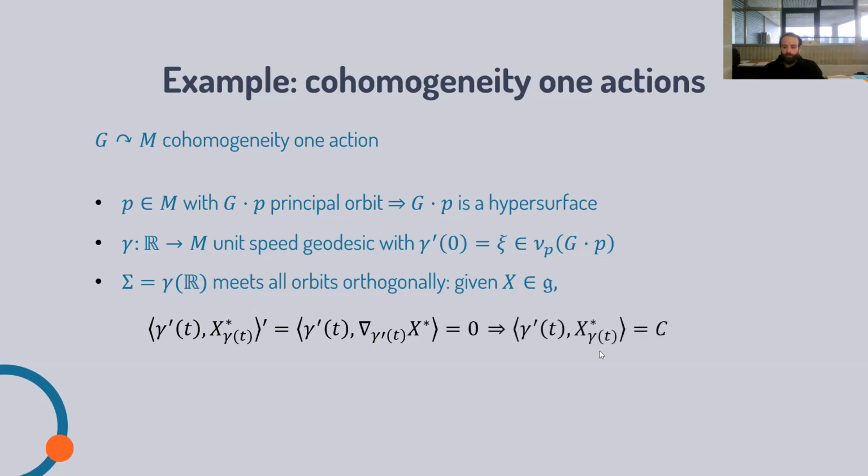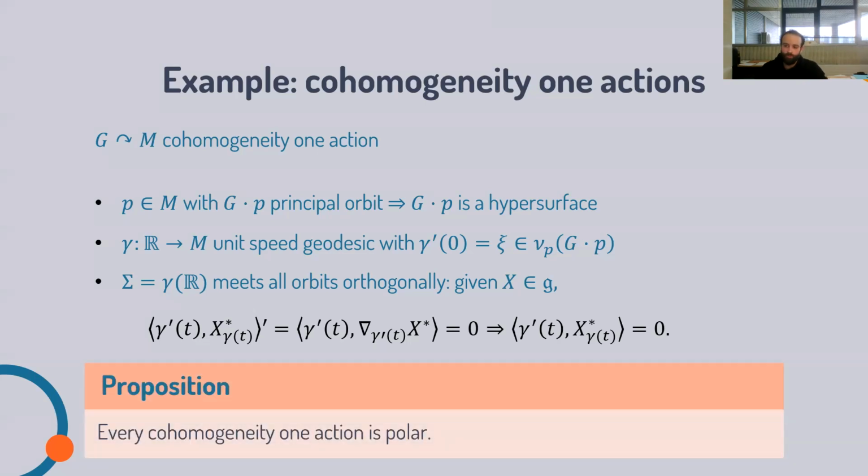And this means that this scalar product must be constant. And since we started off from a vector that is normal to the orbit, this gives us that they are always orthogonal, the geodesic with respect to the fundamental vector fields. And now finally, remember that the tangent space to any orbit is obtained by taking the fundamental vector fields at such point, and we deduce that every cohomogeneity one action is a polar action.